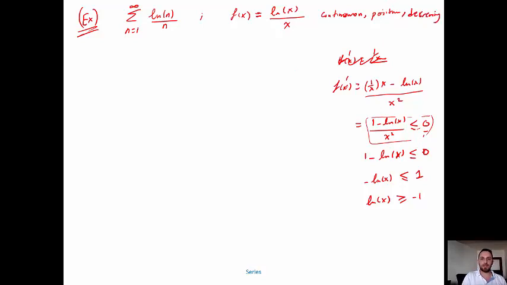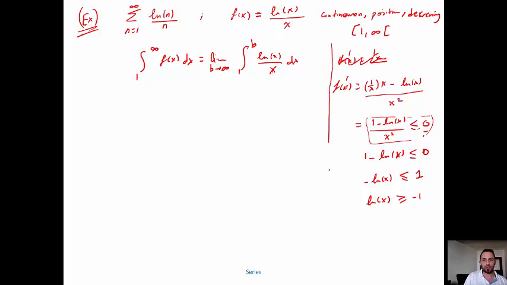Alright, now you can apply the integral test. Okay, this is improper. You say limit as b goes to infinity, integral from 1 to b of ln x over x dx. You can use u substitution. Let u equal ln x.